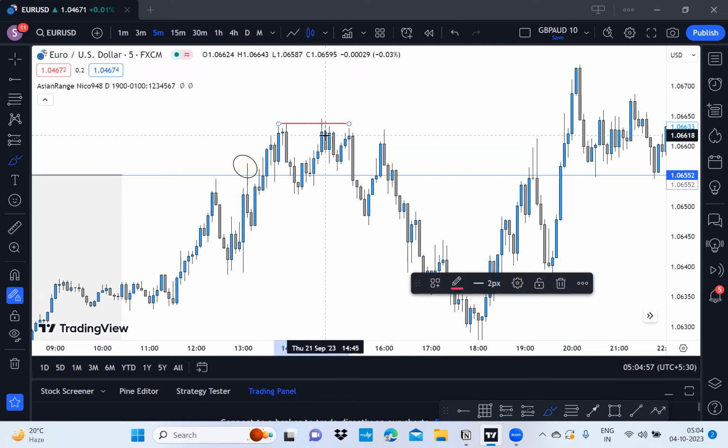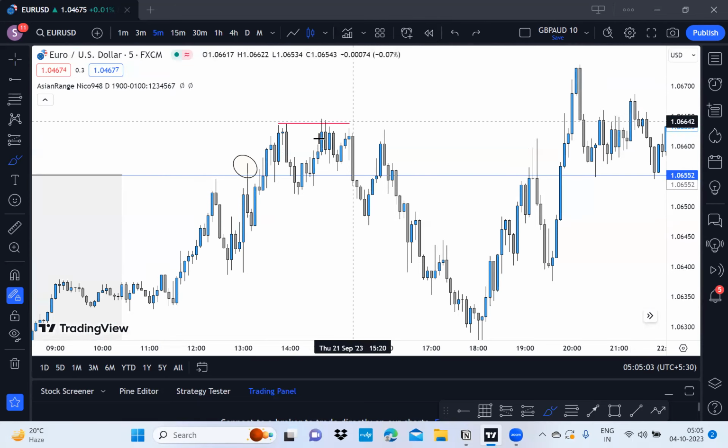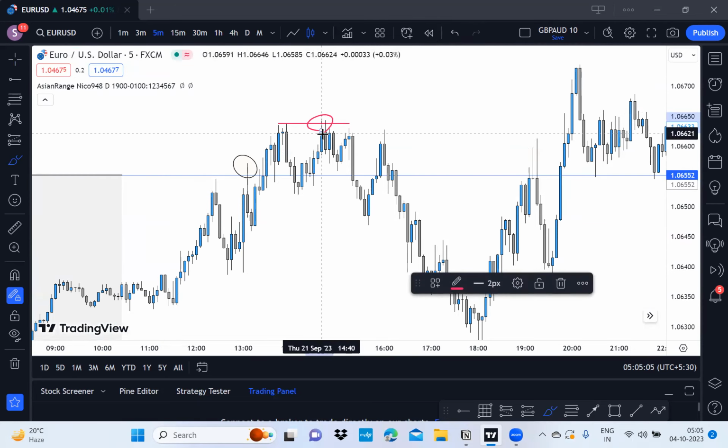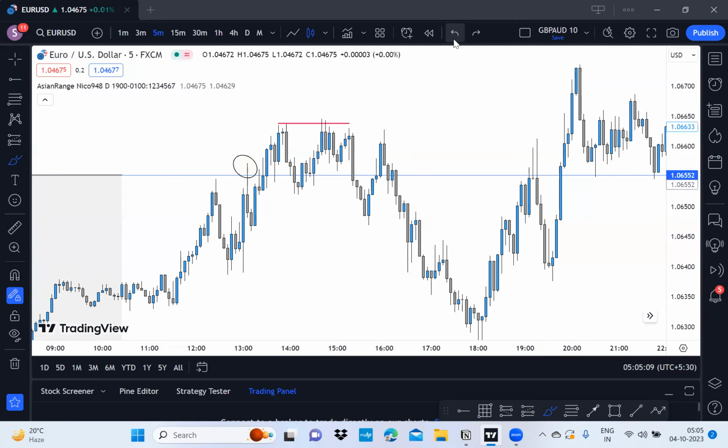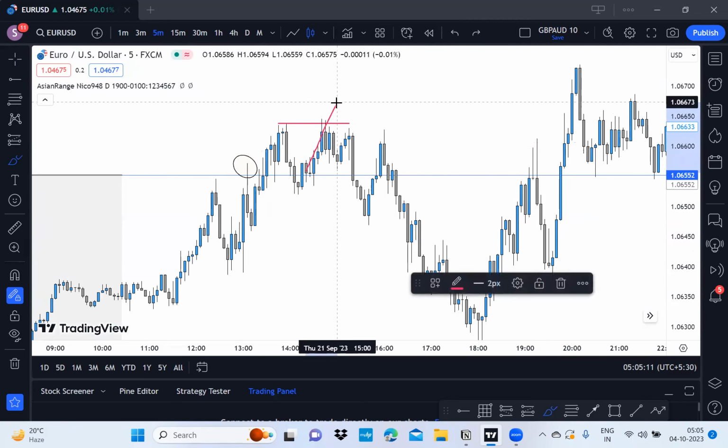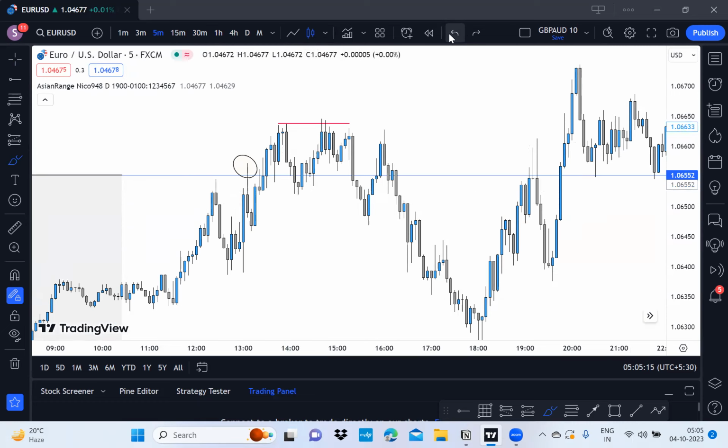Because we can see market was unable to close above this high, right? इसके ऊपर market close हुआ क्या? No, there is just a wick. So if there is a wick, we will not consider this as our previous low. If market breaks this high, then we can say this is our previous low.